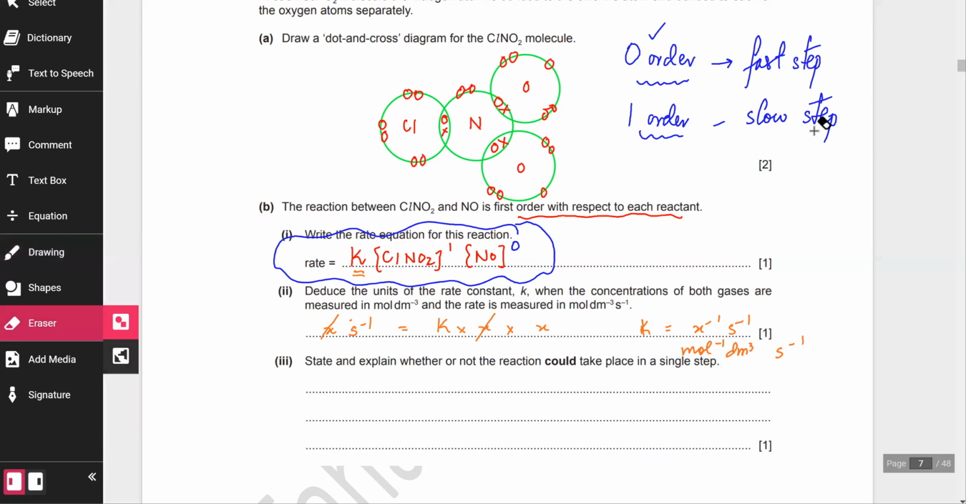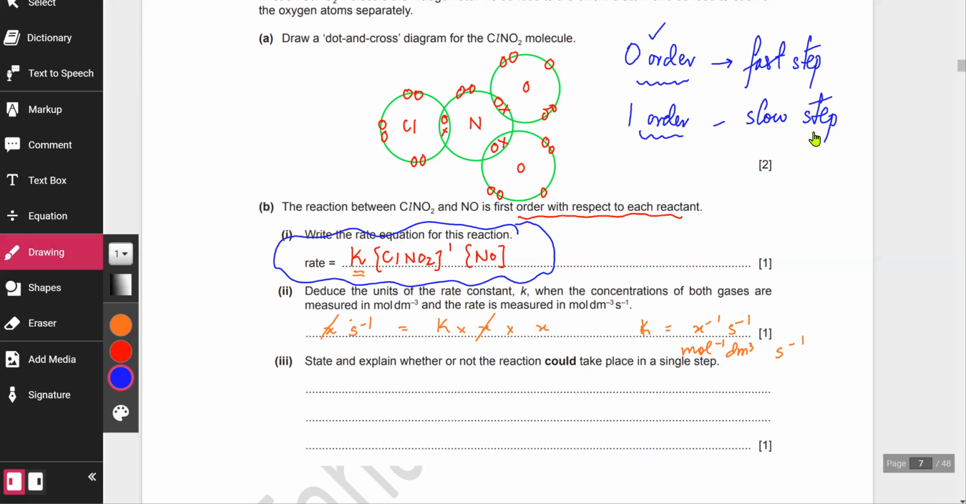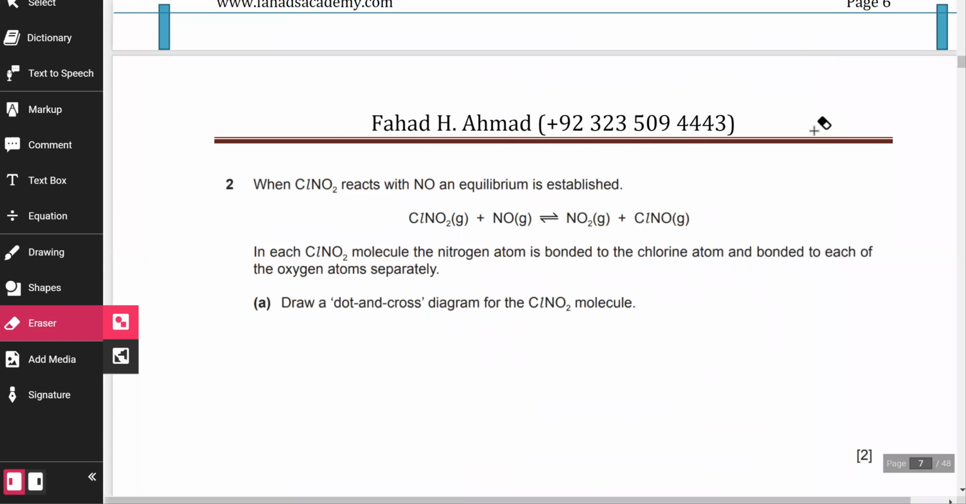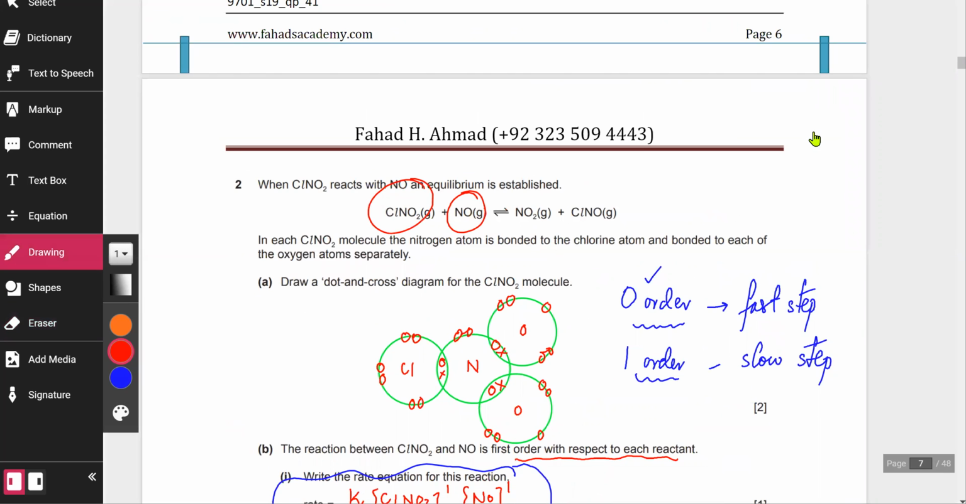On the other hand, if both of them are first order, which is the case over here, then it could possibly be a single step reaction. The reaction is already given, so look at this equation over here. It could possibly be a single step reaction because it's first order with respect to both. And that single step is the slow step. If there is a single step, then there's only one step that matters. That would be the rate determining step because there is no other step. So if you increase NO's concentration, the reaction would speed up. If you increase ClNO2 concentration, the reaction would still speed up. So with respect to both, the reaction would be first order.